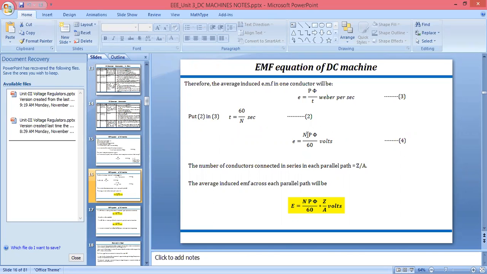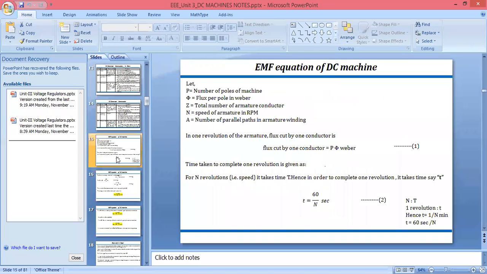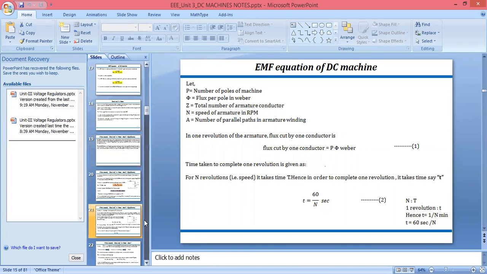N we know is nothing but speed. P is the number of poles. Phi is nothing but flux. All these concepts we have already seen. I am just revising because we have had a 3 to 4 days gap. Okay. Then we have studied the torque equations.